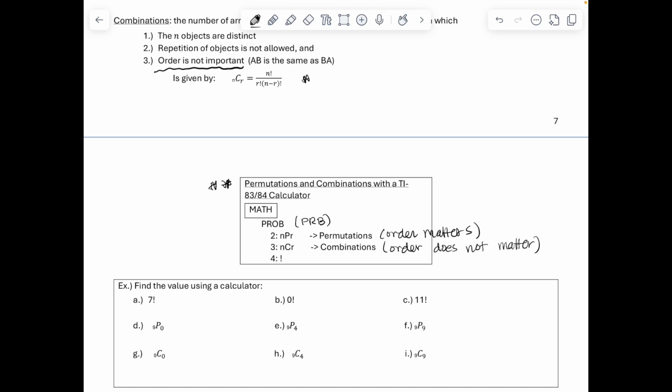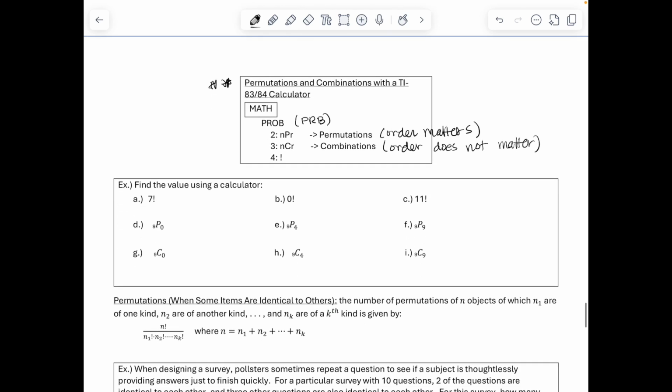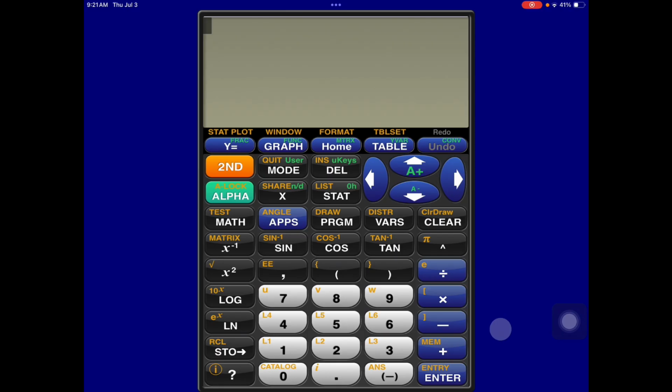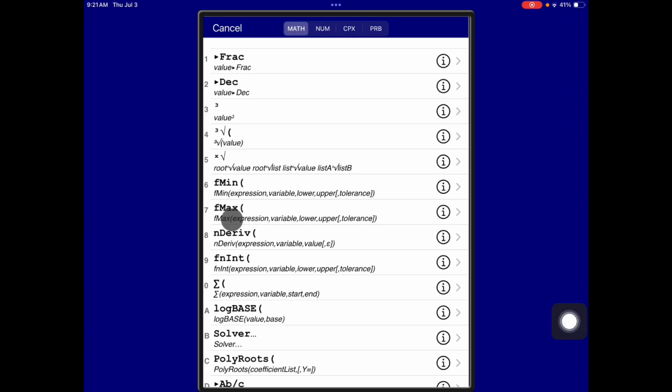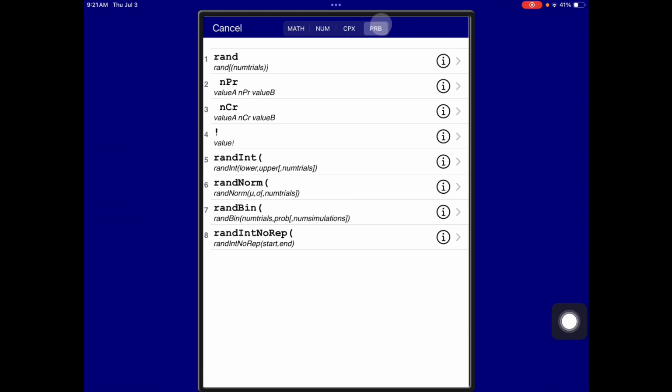So for the example right below, this says find the value using your calculator. And so we need to go to our math button, to probability, and then select exactly what this is. So on your calculator, see if you can try these. On the graphing calculator, to go to probability, we select our math button, go right to PRB or PROB, and you'll notice that you have your nPr, nCr, and factorial.